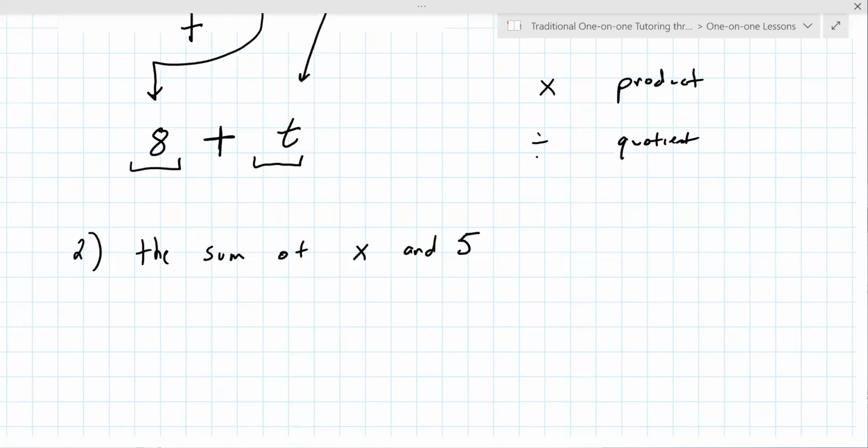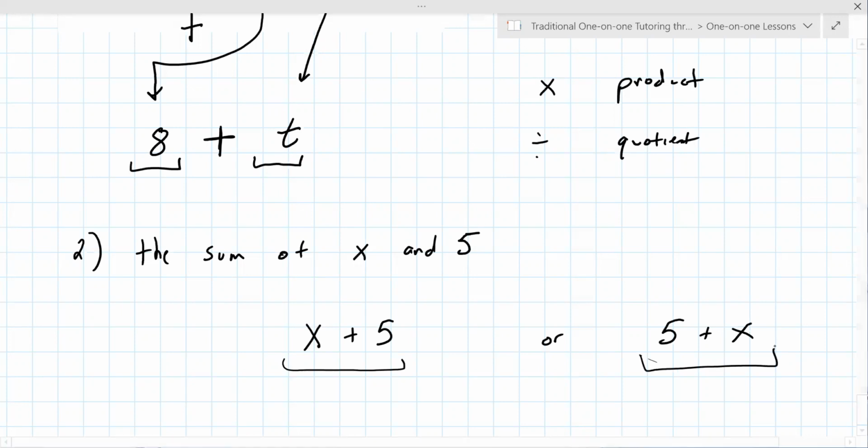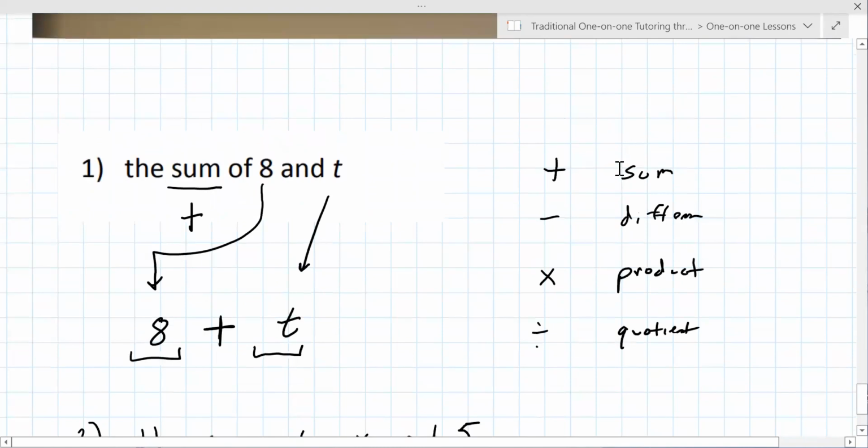Great. Now there's 2 possible answers. The first is you could have written x plus 5, or 5 plus x. Either of those would have been correct. Do you have either of these written down? Yeah, I got x plus 5. Perfect. Okay. So again, there's 4 operators: sum, difference, product, and quotient. So let's go for this next one.